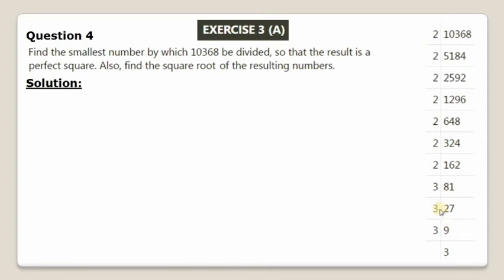Okay, so we found the factors. How many 2's are there? Let's count. 1 2 3 4 5 6 7. So 7 2's are there, and how many 3's? 1 2 3 4. So there are 4 3's. If you form the pairs, you see there are 1 2 3 pairs of 2 and 1 is single, and we have got 2 pairs of 3's. So this is the odd one here, isn't it? If I want to remove this, I need to divide this entire thing by 2, right? So that 2 and 2 get cancelled and we get only the paired numbers.